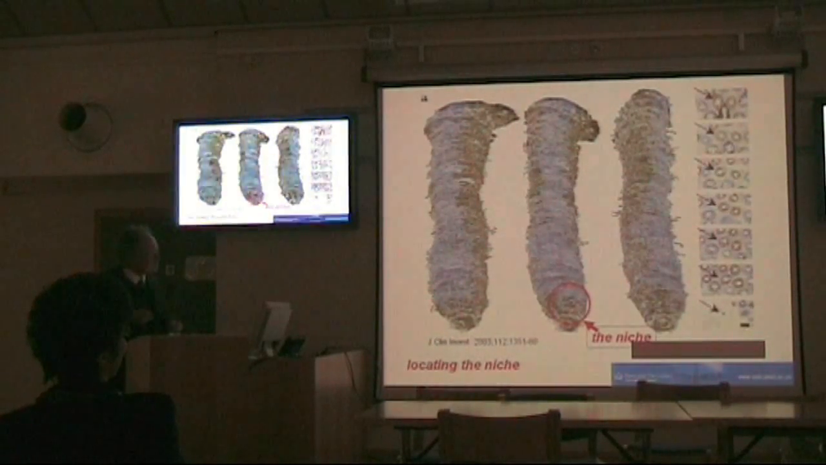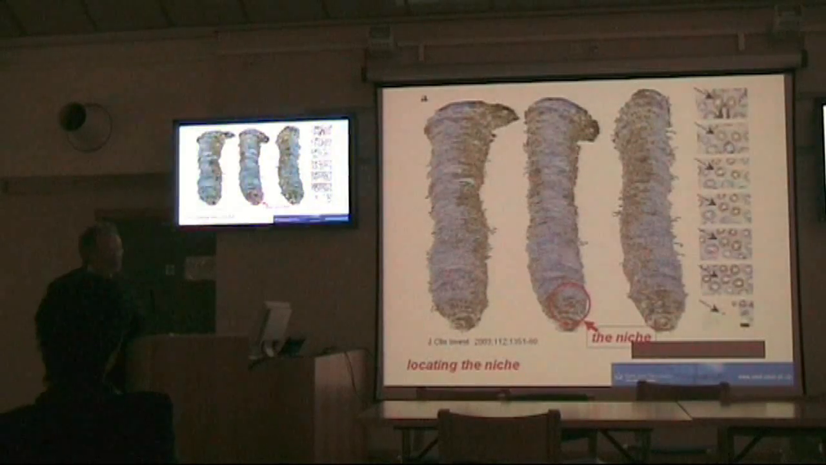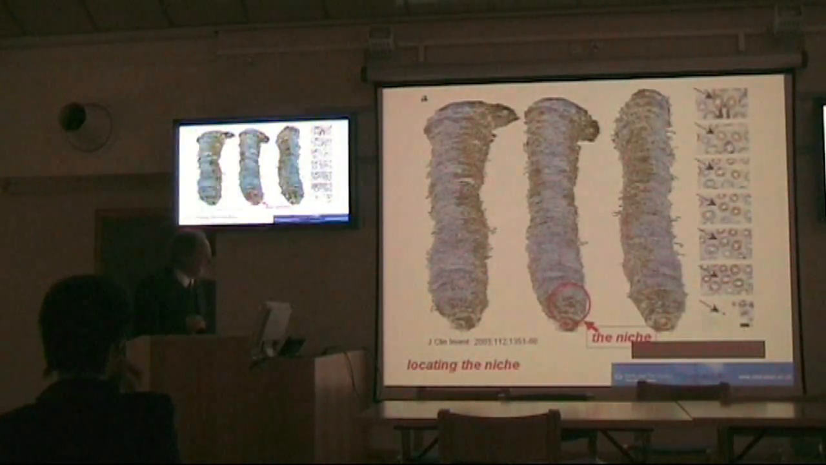But this method is now being applied to the pancreas and the liver and other tissues where we don't know what the niche is, and has the potential for showing where stem cell niches are in human beings, which is the only method I know.